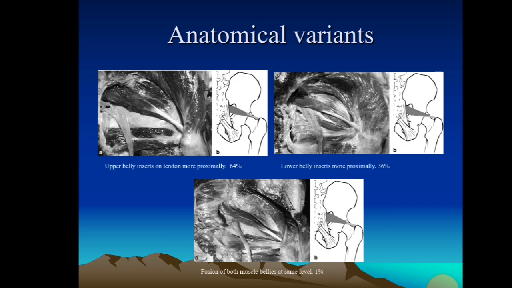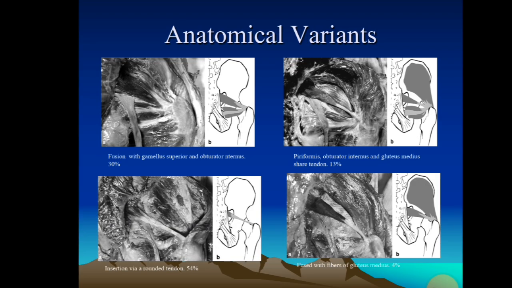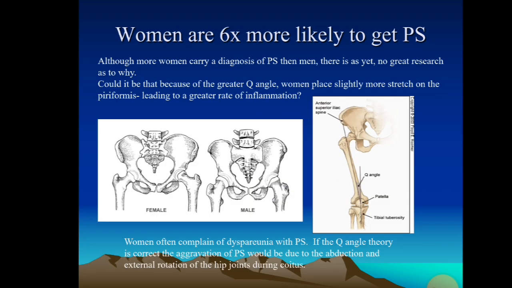Some people have an upper belly insertion proximally, or a lower belly insertion proximally. Some have fusion of both bellies. So there are individual to individual variations. In this figure, some anatomical variants are also shown.